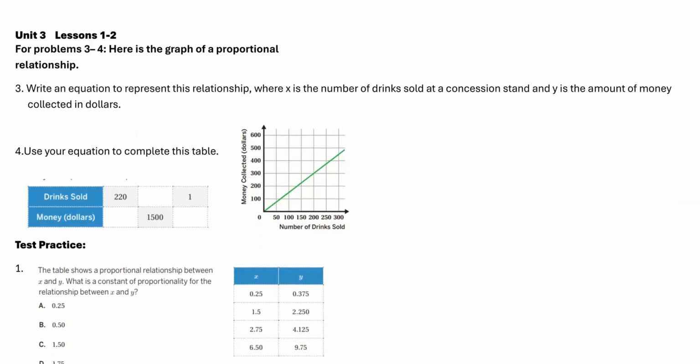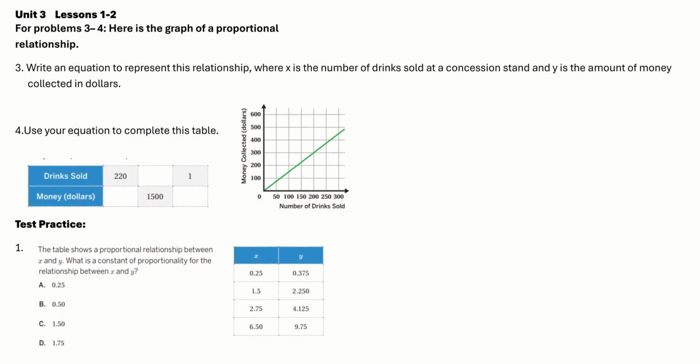All right, let's keep moving. It says here for problems 3 through 4, here is a graph, right? Here is our graph. I'll draw an arrow to show you. There's our graph. It's a proportional relationship. They told us that, but also it starts at 0, 0 and is straight. It says write an equation to represent the relationship where X is the number of drinks sold, right? So this is our X. And it says Y is the amount of money collected in dollars. So this is our Y.